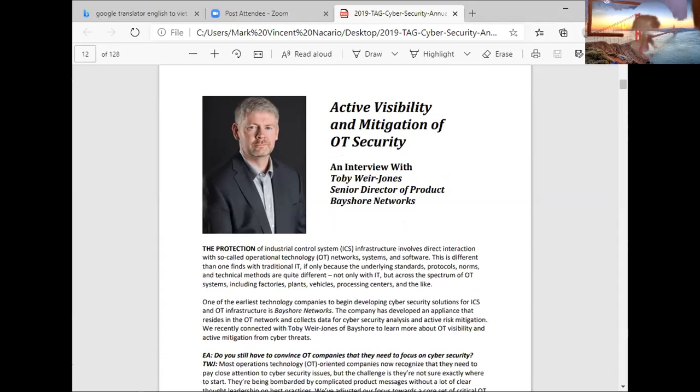You did not open your camera, right? Mr. Thomas, are you still there? Yes, I see them. Okay, so it's about active visibility and mitigation of OT security. Can you say it? Yes.